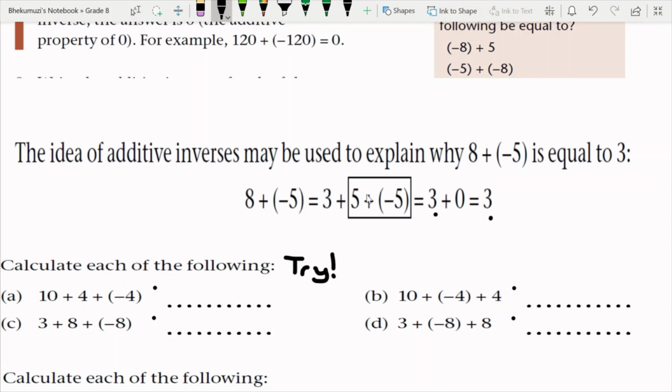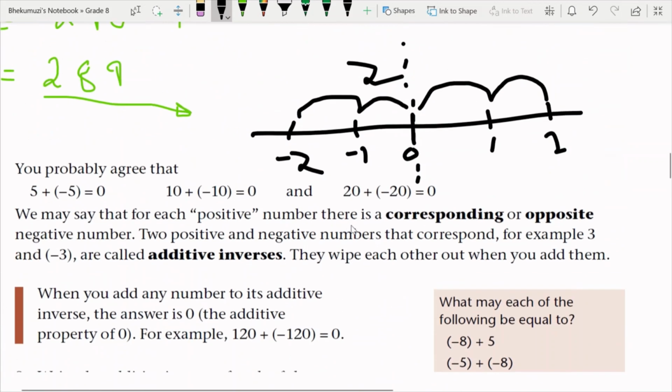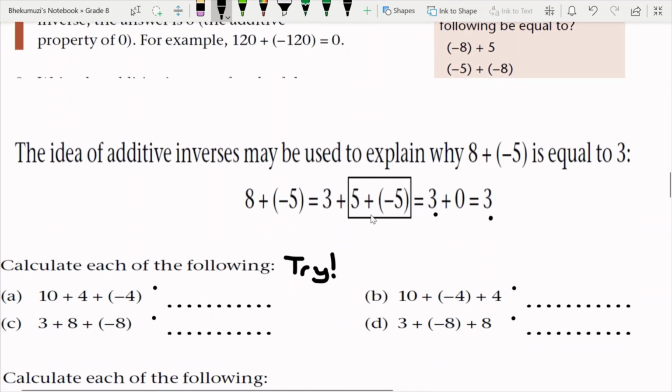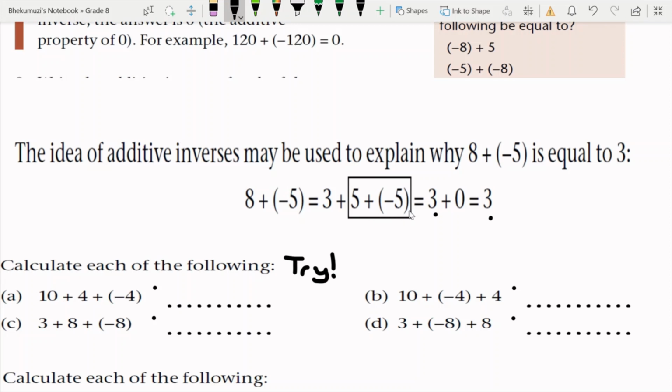So now we have 5 plus minus 5. And 5 plus minus 5 is exactly the same as this notation of the additive inverses. Therefore, you know that this entire calculation here, which is 5 plus negative 5, would give you 0. Therefore, it would be 3 plus 0, which will give you 3. So you see how additive inverses have made this calculation easier, right?